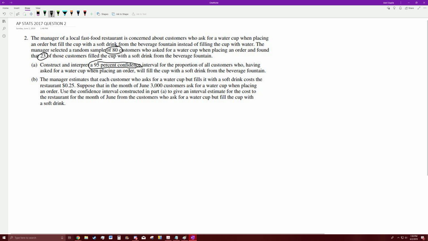Okay, so part A, we can do as follows. This is the four-step process. So we're going to conduct a one sample Z interval. P isn't defined, so we're going to say for P, and we're also going to say that this is a 95% confidence level.